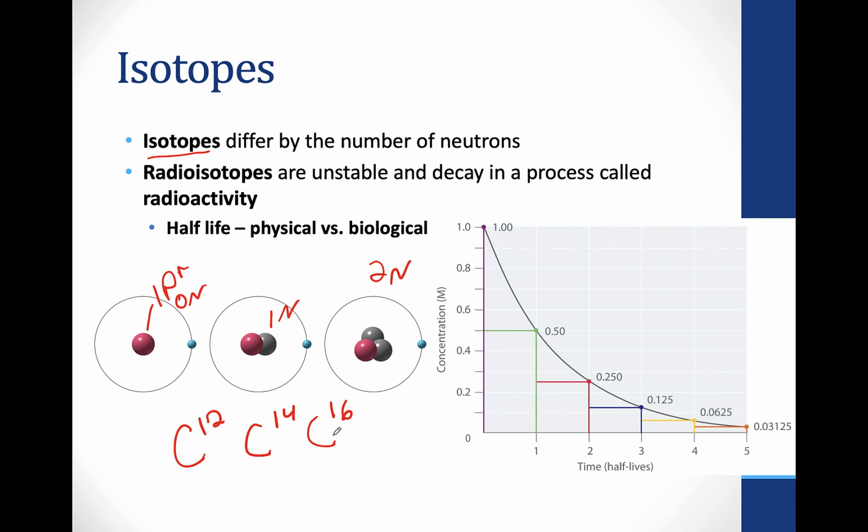So a lot of times, if we're doing imaging, so CT scans, we will inject a person with an isotope. And when it sheds these unstable neutrons, it actually gives off radioactive energy. And that energy is what fluoresces under the machine, the imaging machine.